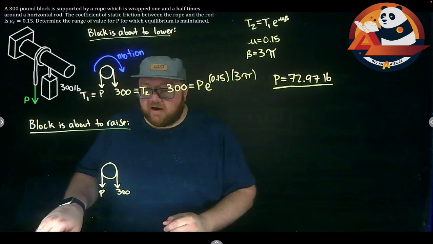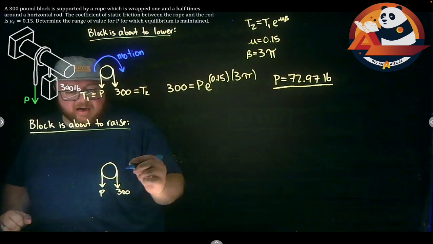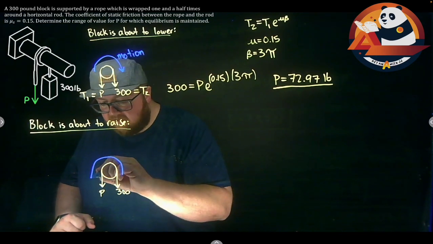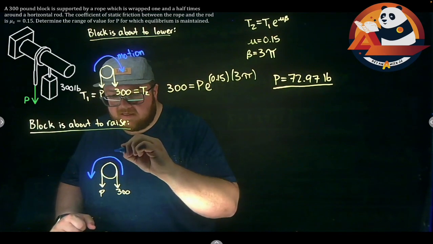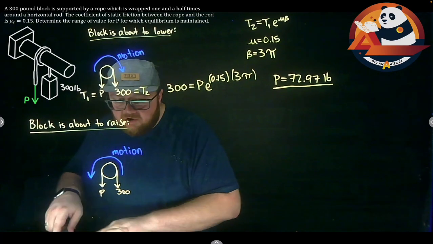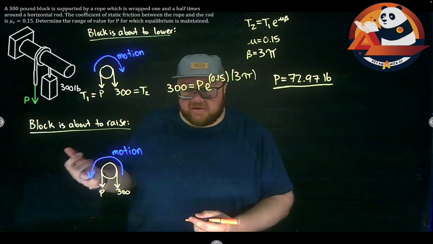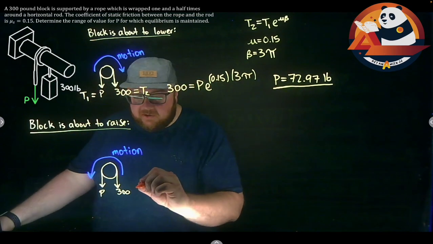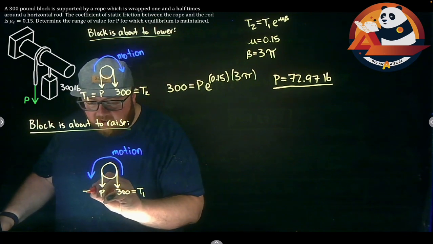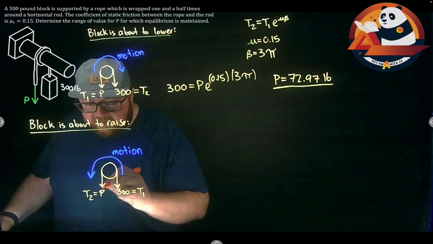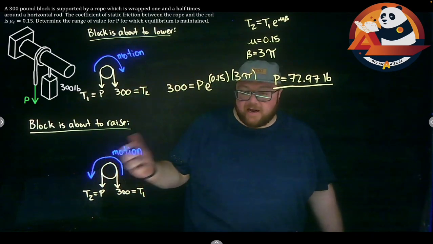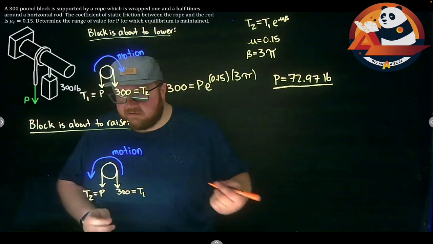Down below, we are saying we're about to start raising that block up. That means this side is starting to come up. We're swiveling this direction. This is now our motion. If that's our motion, really we are just changing T2 and T1. That 300 is where I'm coming from. It's T1. The other side, where I'm heading towards in my impending direction of motion, is T2. T2 is P now. So let's solve for P.